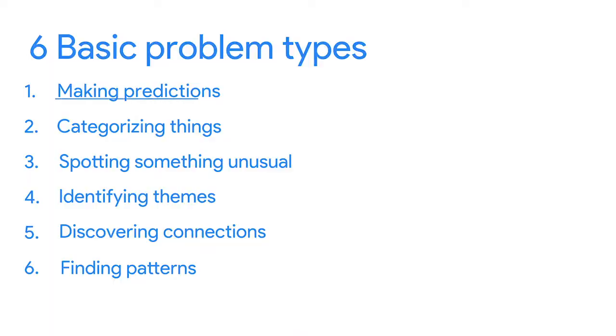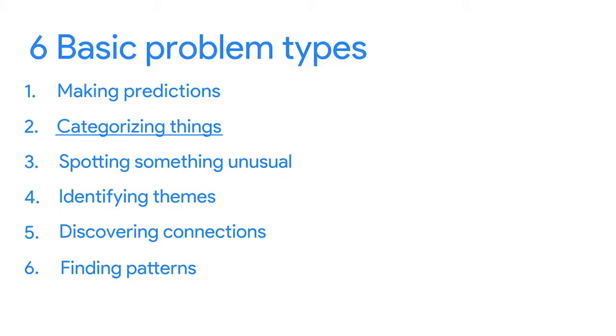To help solve this problem, the company used data to envision what would happen if it advertised in different places. Now, nobody can see the future, but the data helped them make an informed decision about how things would likely work out. So, their problem type was making predictions. Now, let's think about the second problem type, categorizing things.